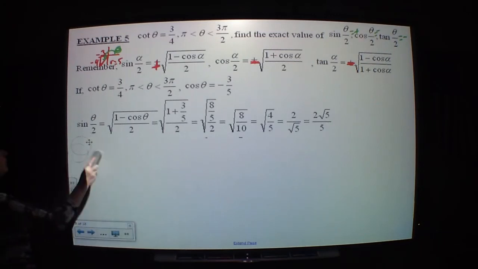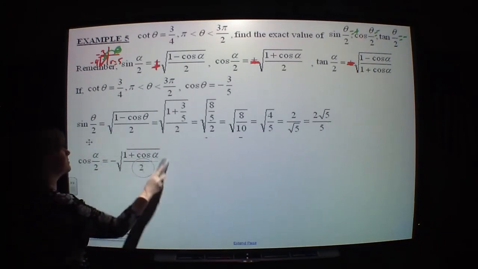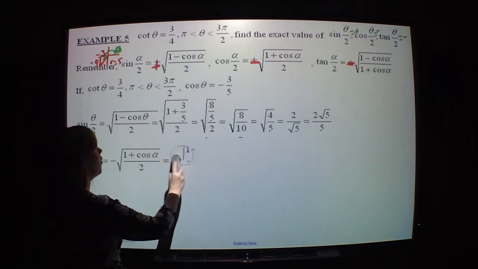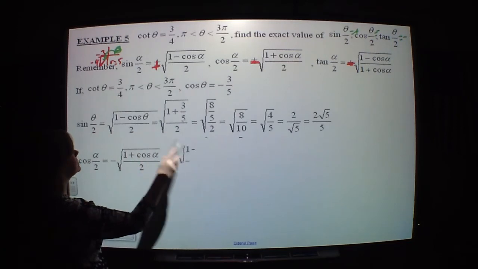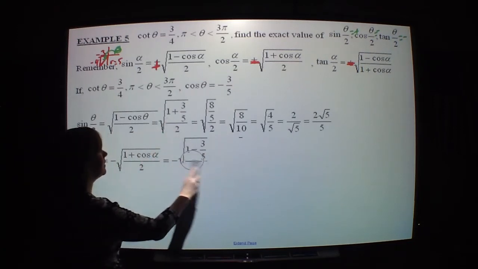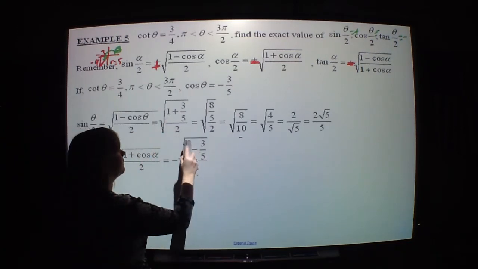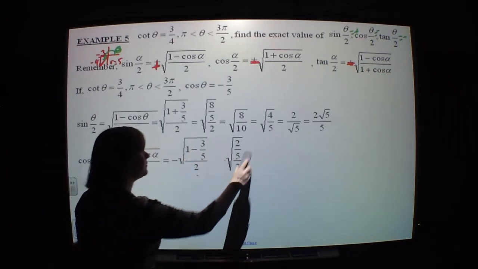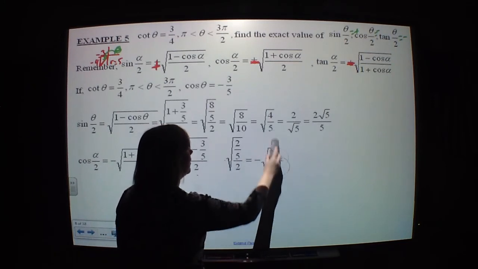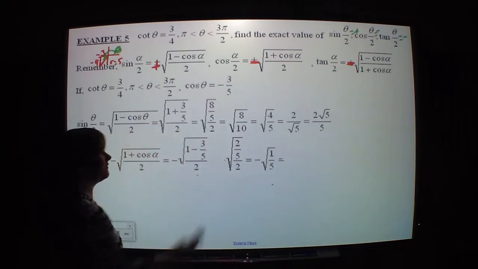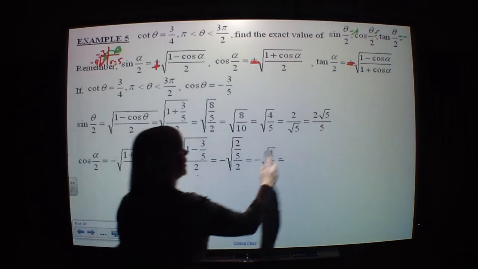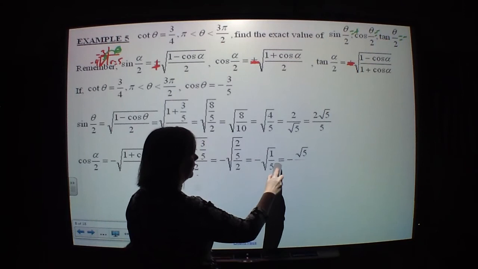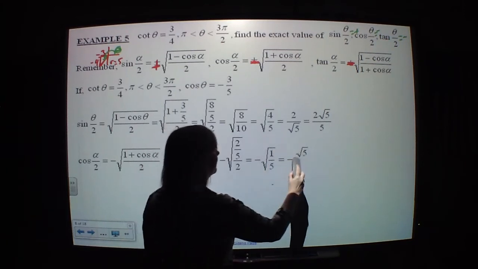Let's do the same thing for cosine. There's my formula again, and I said it was negative. So I have 1 minus or plus a negative 3/5 over 2. 5 over 5 minus 3 over 5 is 2 over 5 divided by 2, which gives me 2 over 10, which is 1 over 5. Radical 1 is 1. Radical 5 is radical 5 in the bottom. Radical 5 over radical 5 gives me radical 5 over 5.